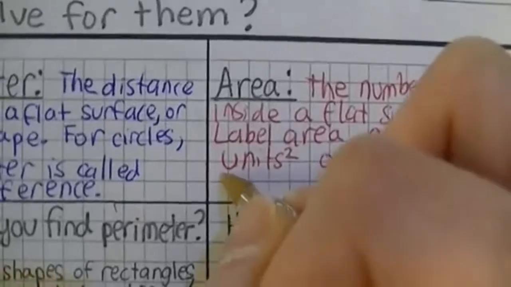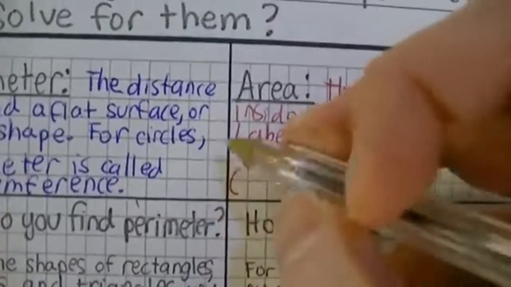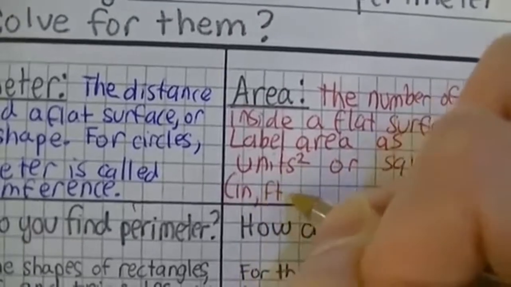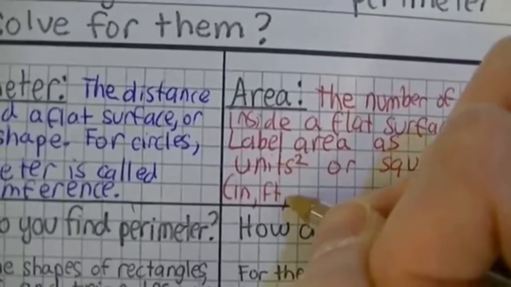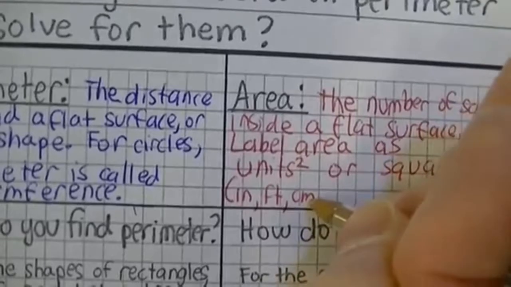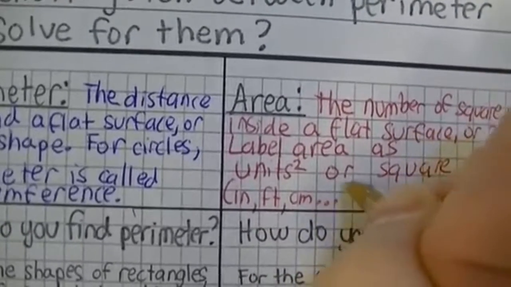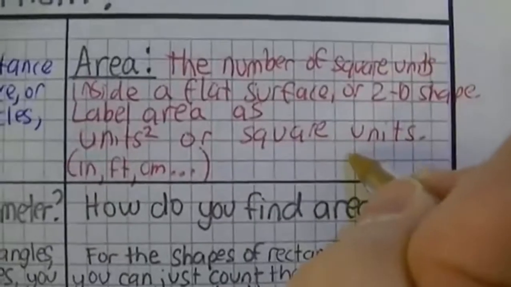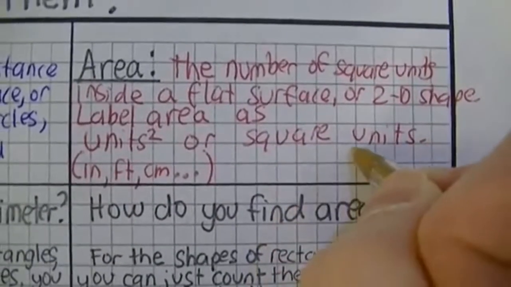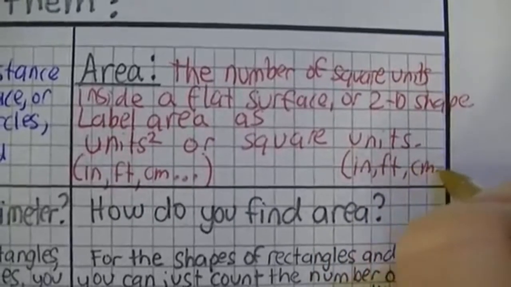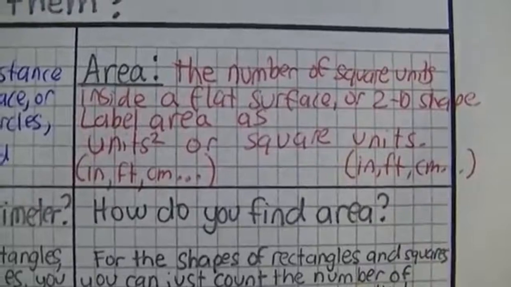Okay, and what I mean by units, so if the problem's talking about inches, then you're going to label it inches squared. If it's talking about feet, you're going to label it feet squared. If it's talking about centimeters, you'll label it centimeters squared, or whatever unit of measurement they're doing. Or you could say square inches, square feet, square centimeters, whatever.